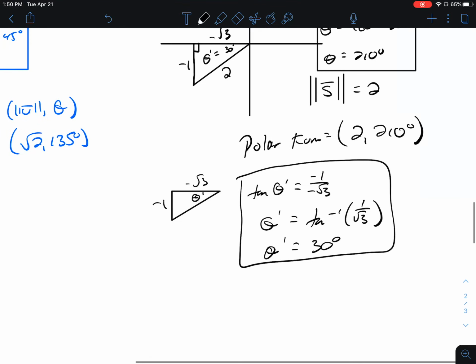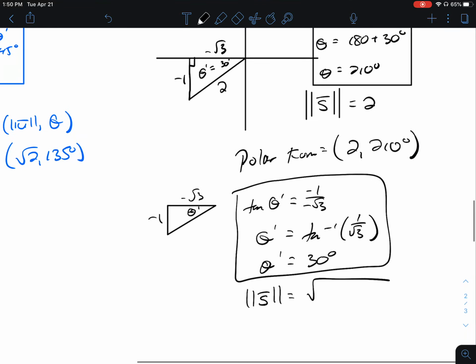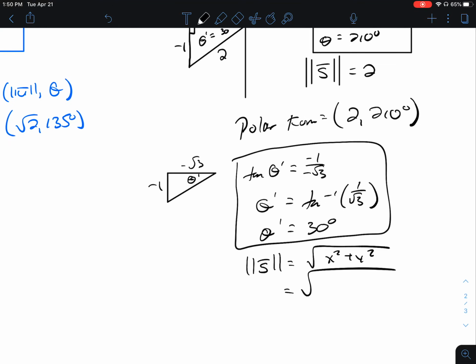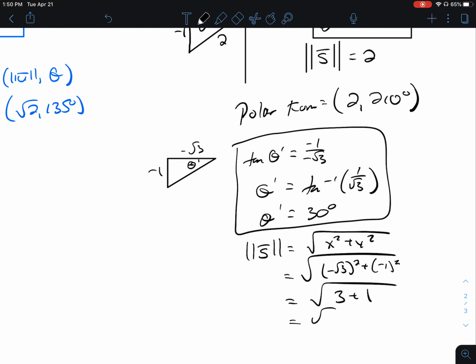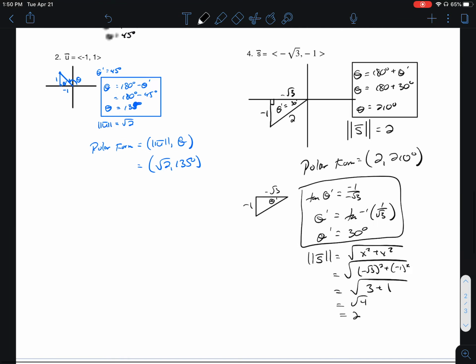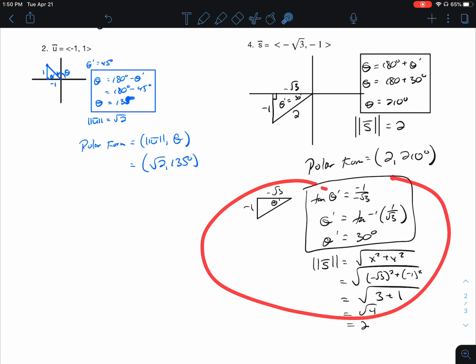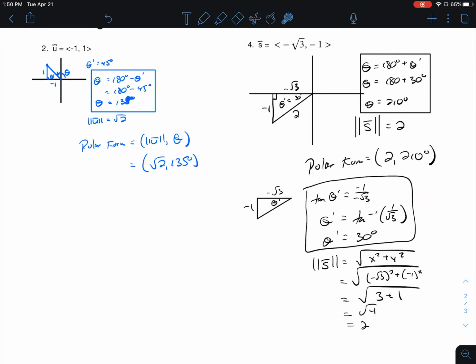If you wanted to know what the magnitude was, we could say that the magnitude of S is the square root of the x component squared plus the y component squared. So the x component is negative square root of 3. The y component is negative 1. So that's going to be 3 plus 1, which is the square root of 4, which is 2, which is what we knew all along. Just showing you an alternate way to do this. It's much better if you know your special right triangles, assuming that the information you're given is a special right triangle.